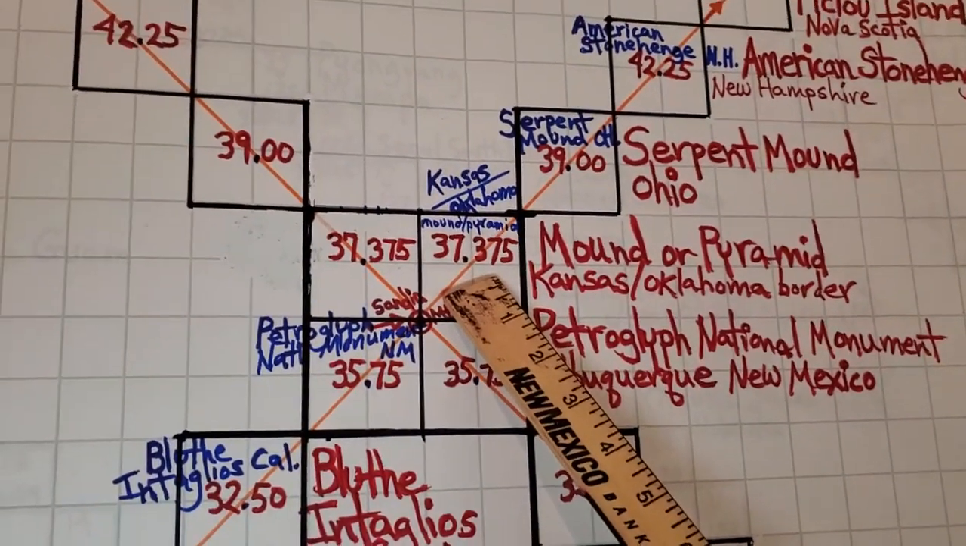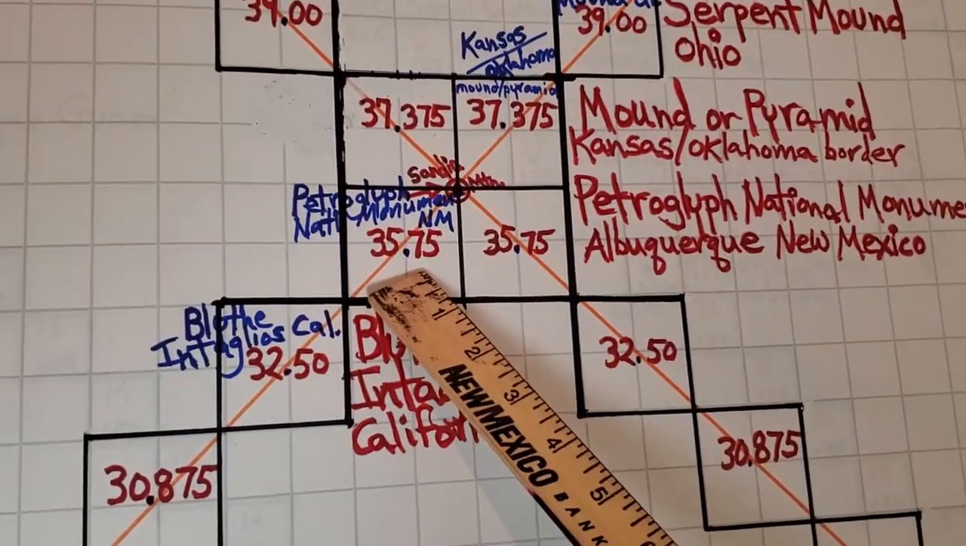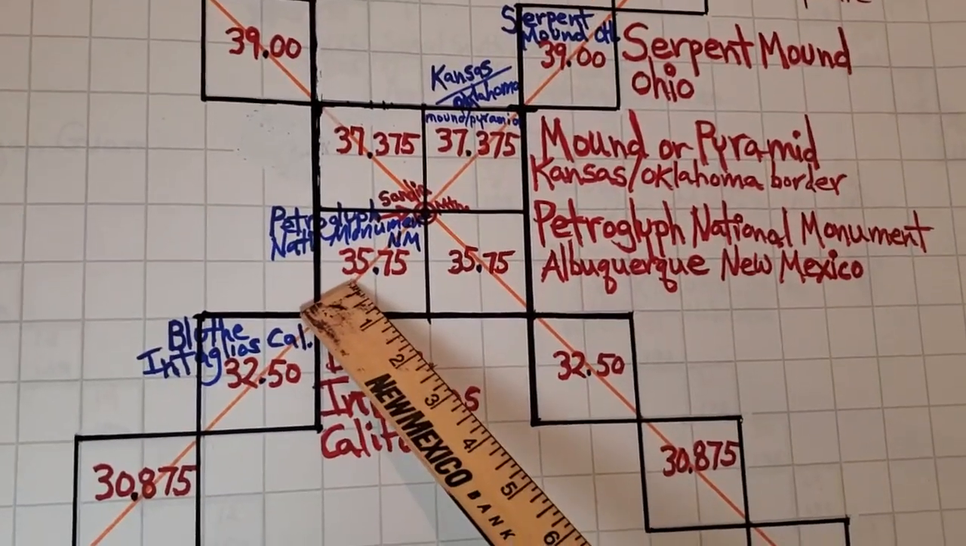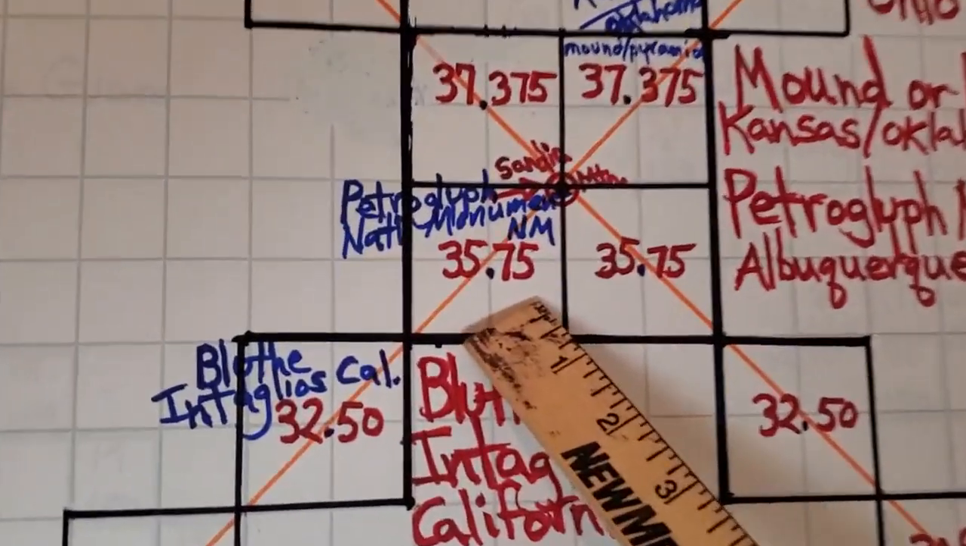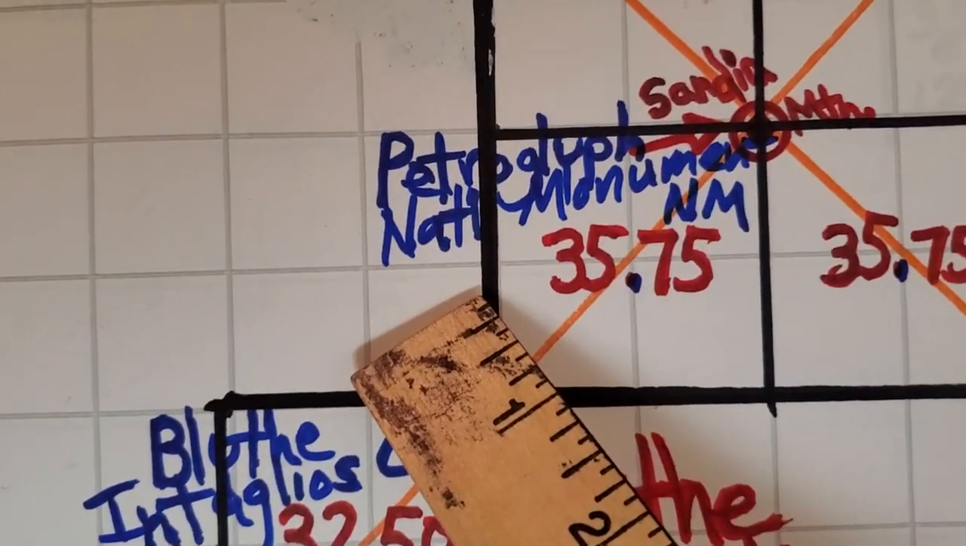Then you minus 3.25, where does it take you? 35.75. Pay attention, students here in Albuquerque, because 35.75 latitude is the Petroglyph National Monument. And where is that located?